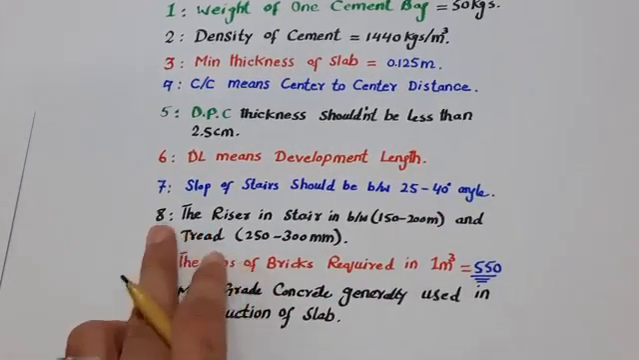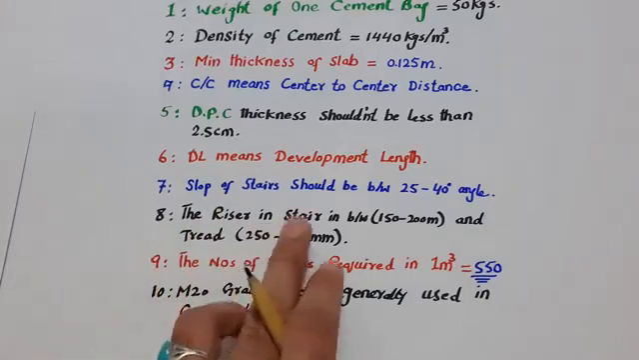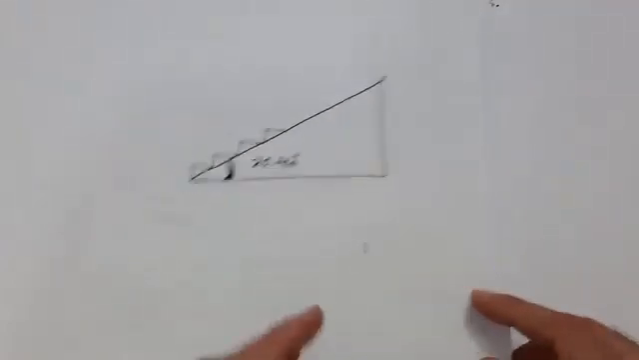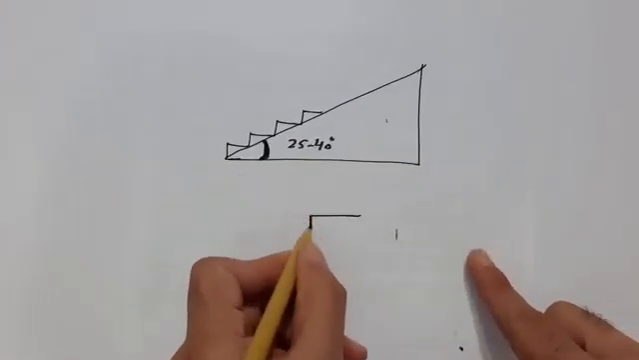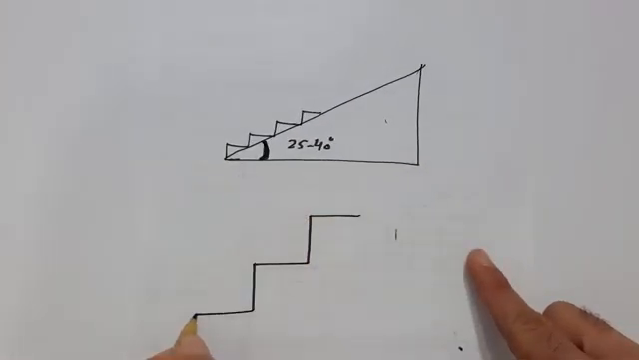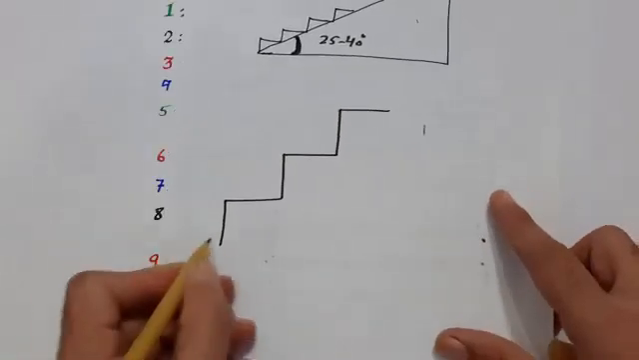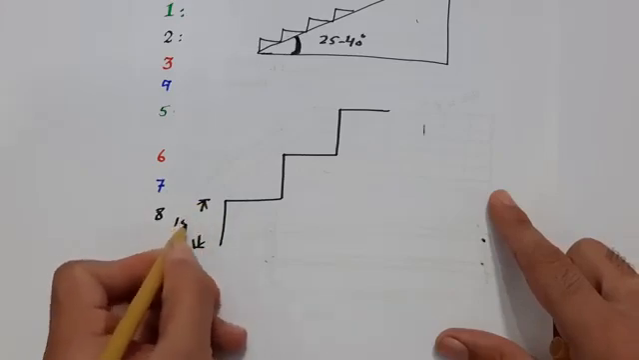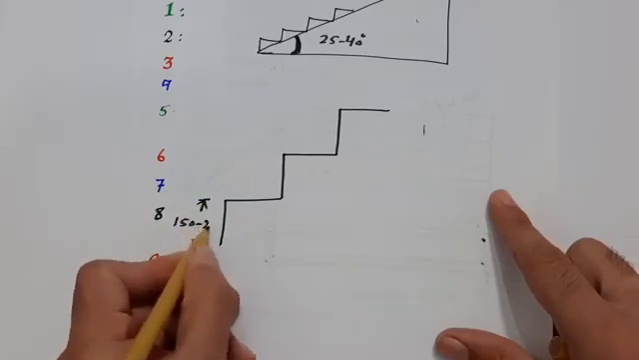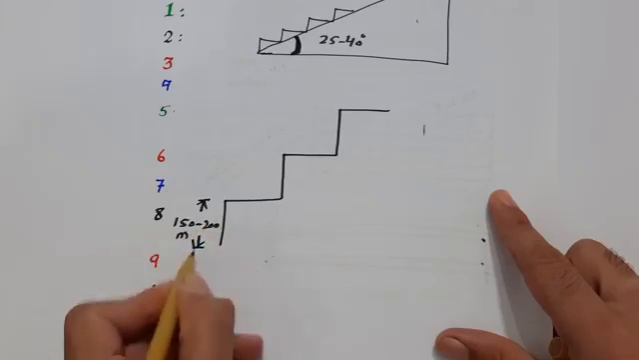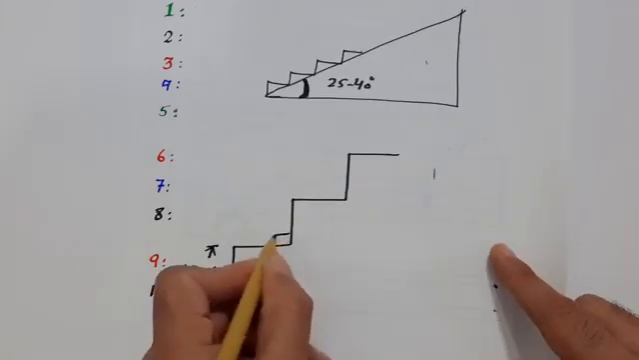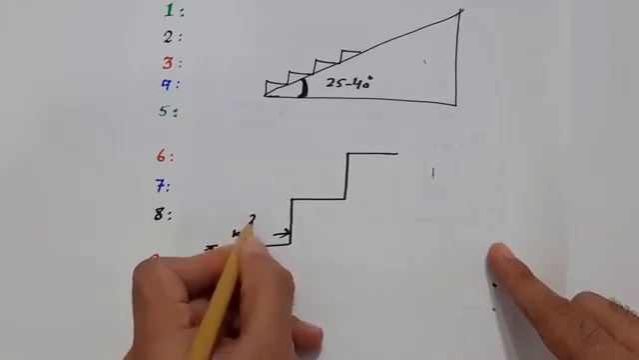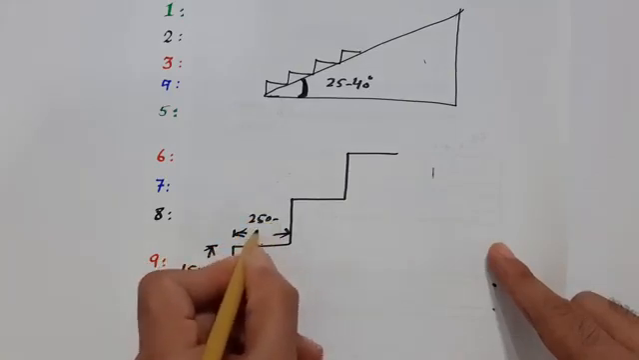Next one, guys, number 8, the riser and tread of stairs. Riser means, as you can see, the height in the steps. This is called the riser, so it should be between 150 to 200 millimeters. And the next one, this is called the tread. The tread should be 250 to 300 mm.